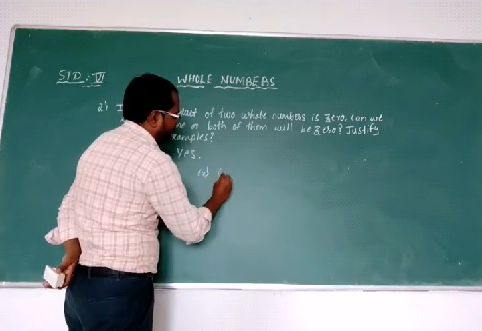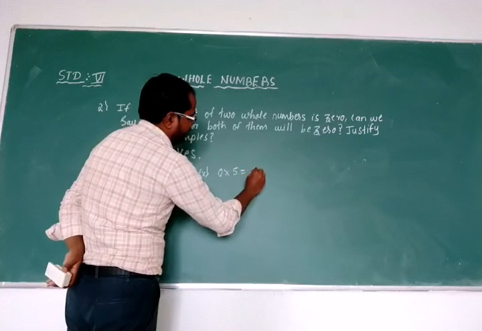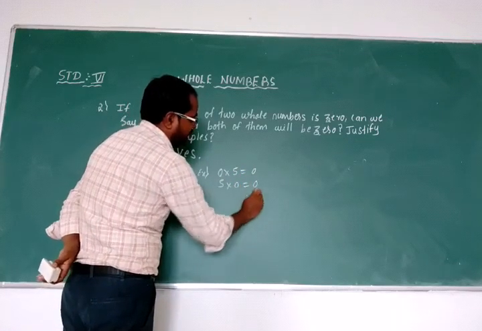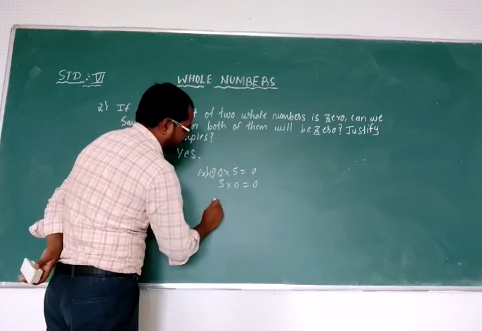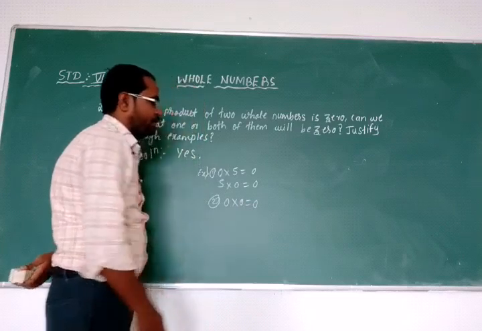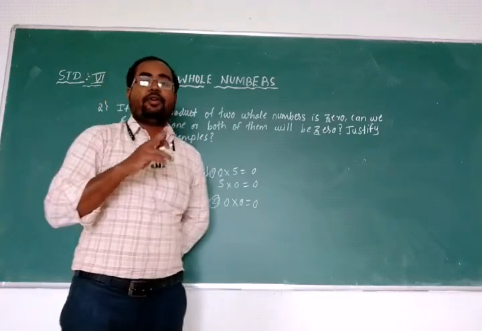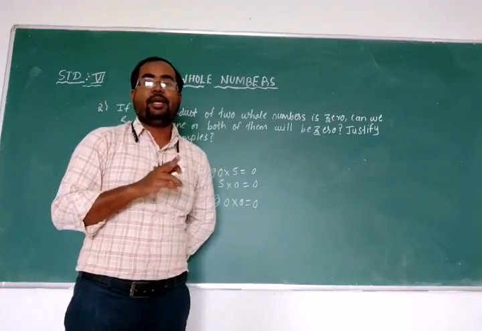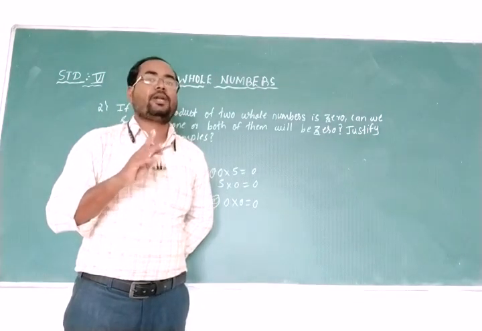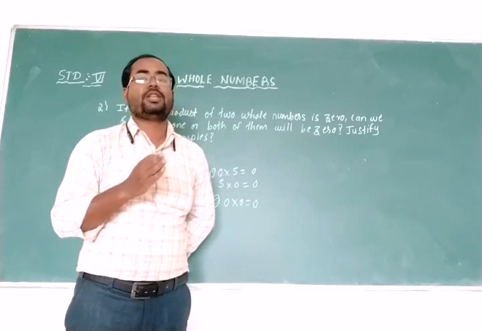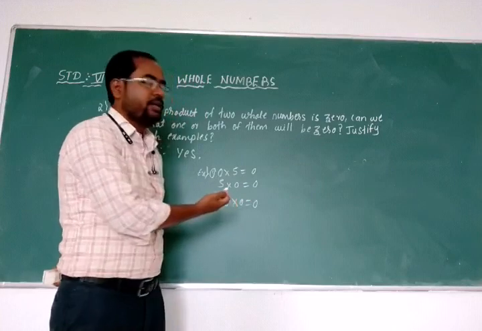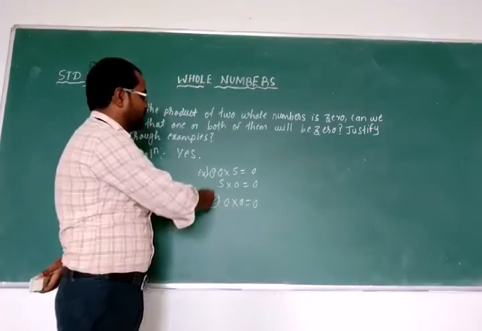So examples. If I take 0 into 5, the answer will be 0. Or if you take 5 into 0, the answer will be 0. So this is the first example. Second example, 0 multiplied by 0 is 0. If you have to get 0, either the multiplier or the multiplicand has to be 0, or both of them. This is how you can justify your answer.